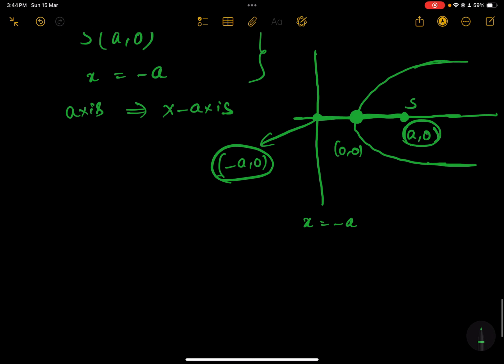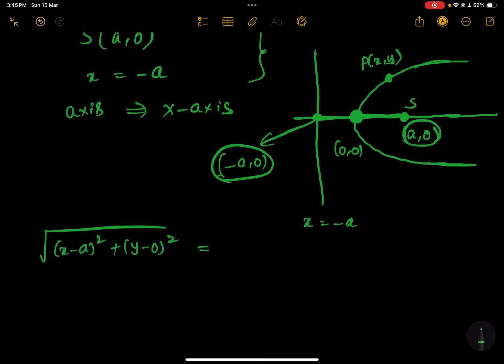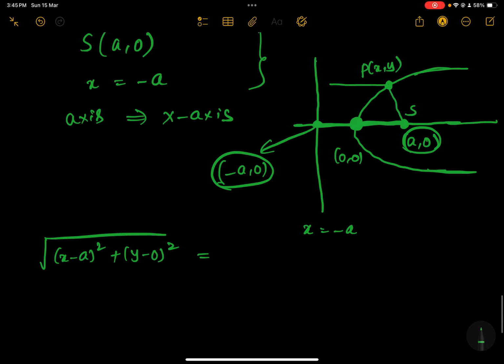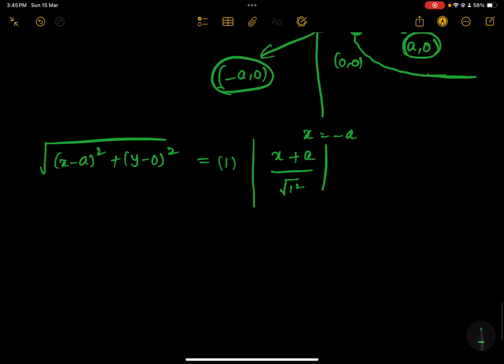So now we are going to determine the equation of this parabola. Let us consider a random point P(x, y) on this. Now your SP will be square root of (x minus a) whole square plus (y minus 0) whole square. This is equal to e times PM. So this is your SP, this is your PM. So e times PM, but e is 1. So 1 times PM. PM is simply (x plus a) upon root 1 square. So this is the equation of the parabola.